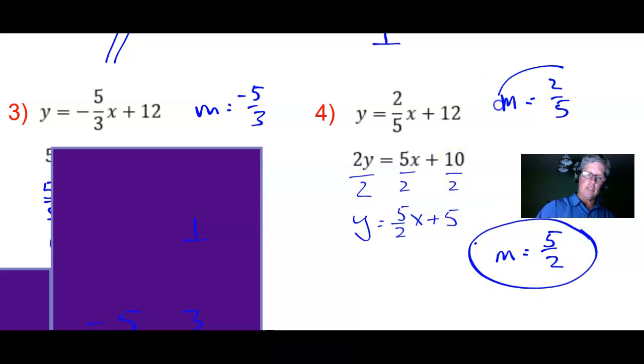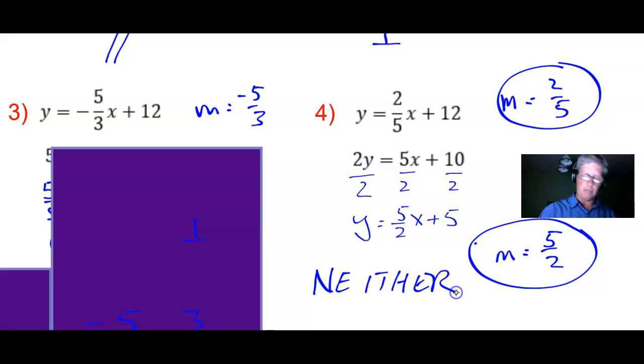This slope and this slope are not equal, so they're not parallel, but they look like they might be perpendicular. They indeed flipped, but they didn't change signs. These are both positive, so this is a neither. It's definitely close, but it's not there.